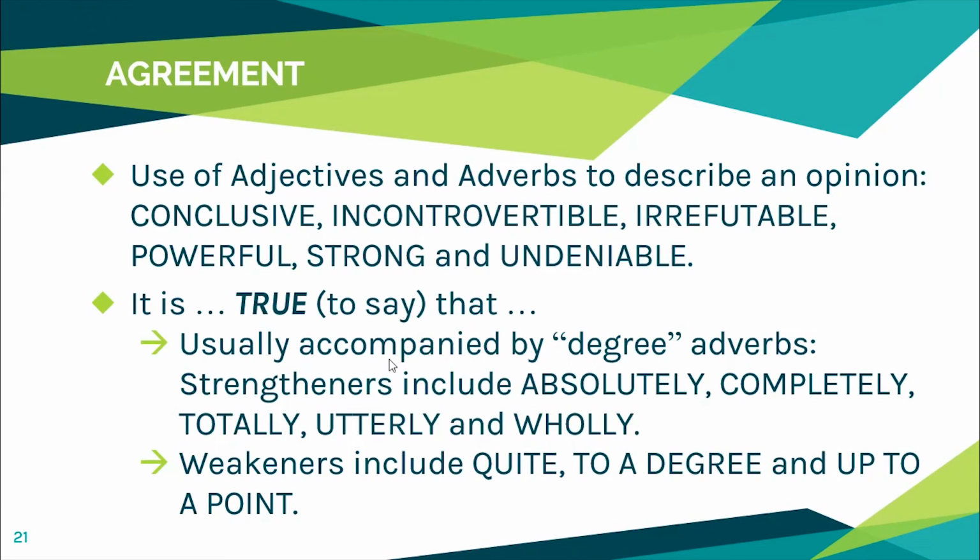The next one is you should make use of adjectives and adverbs to describe an opinion. When you agree with the opinion, you could use adjectives like conclusive, incontrovertible, irrefutable, powerful, strong, and undeniable. Or you could use a structure like it is blah blah blah true to say that. Before the word true, it is usually accompanied by degree adverbs like absolutely, completely, totally, utterly, and wholly, which are strengtheners.